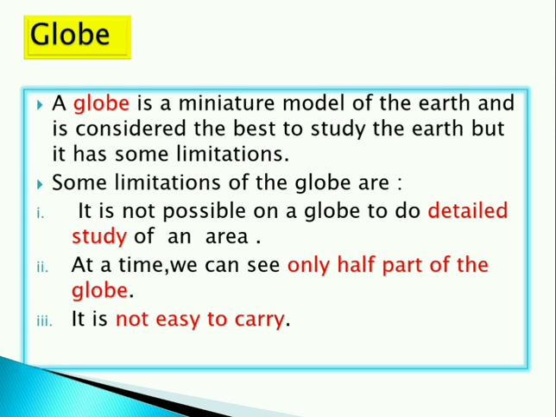Let's look at what the limitations are. So some limitations of the globe are, it is not possible on a globe to do a detailed study of an area. See, on a globe we can only show the important cities or only the continents and the oceans. A small area cannot be shown on a globe, so it is not possible to do a detailed study of a small area on a globe.